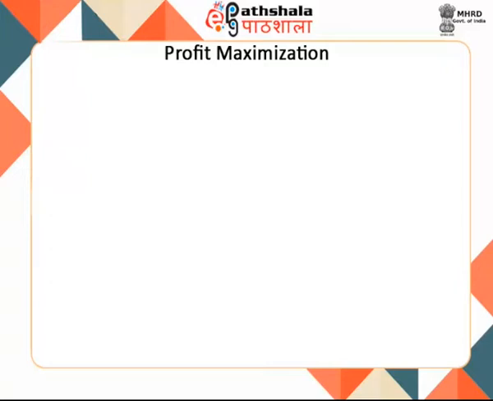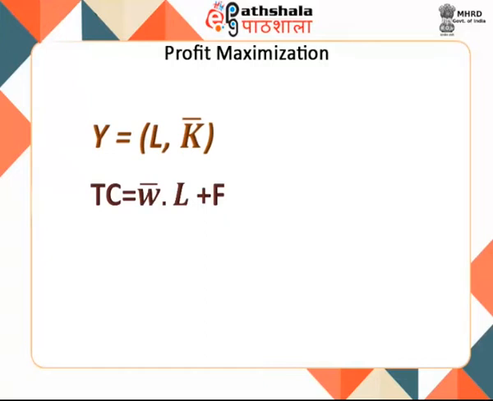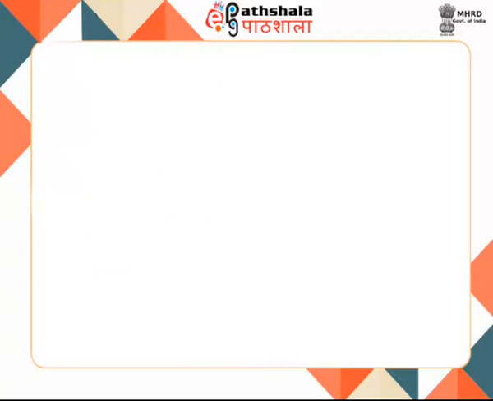For this, consider a production function Y as a function of labor and capital. Here we assume that capital is given. The total cost of production consists of the total variable cost and fixed cost F. That is, total cost TC is the summation of W bar into L, that is variable cost, and fixed cost denoted by F. The total revenue of the firm is P bar Y multiplied by output. Hence, the profit function can be written as pi is equal to TR minus TC. Now we will substitute the value of TR and TC in the profit function.